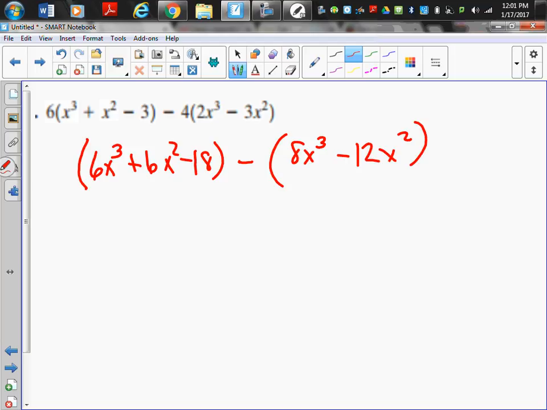3, 2, there's no x. So we've got 6x cubed plus 6x squared plus 0 x's minus 18. So that way we have every column.